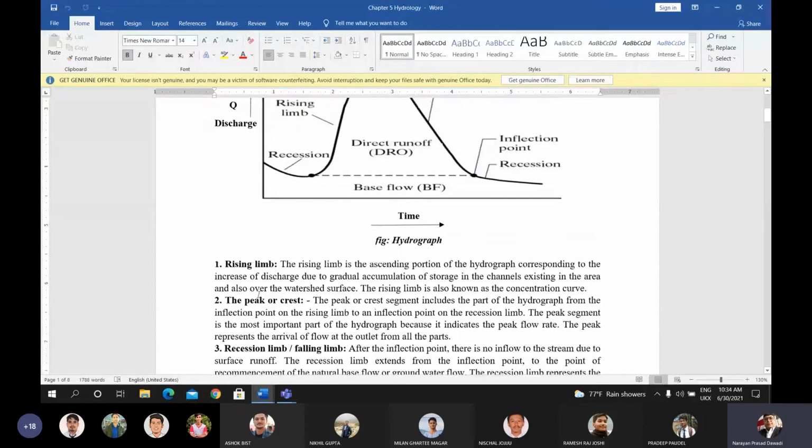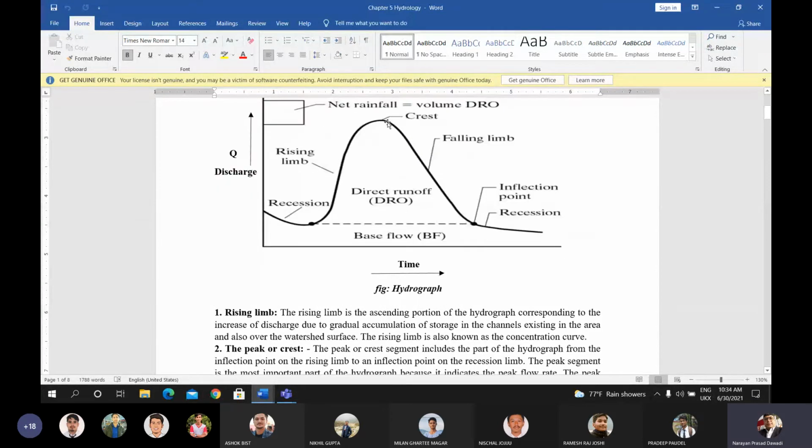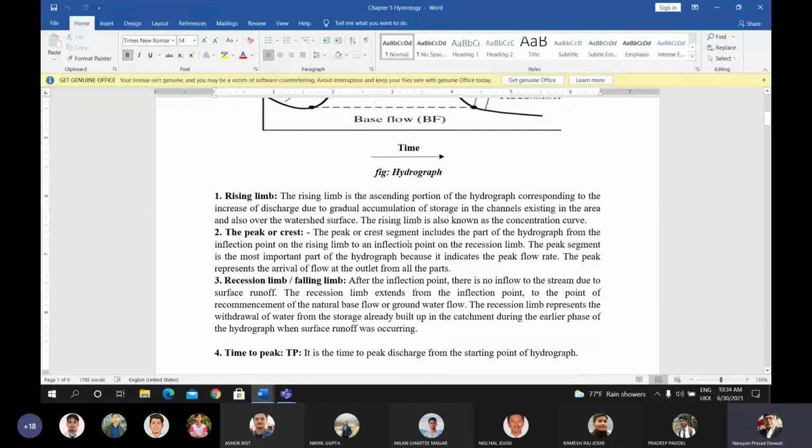And the peak or the crest. This is the crest segment. The peak discharge is here. The peak or the crest segment includes the part of the hydrograph from the inflection point of the rising limb to an inflection point on the recession limb. The peak segment is the most important part of the hydrograph because it indicates the peak flow rate.